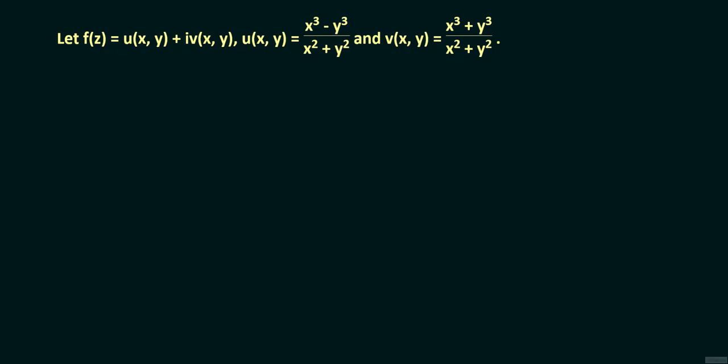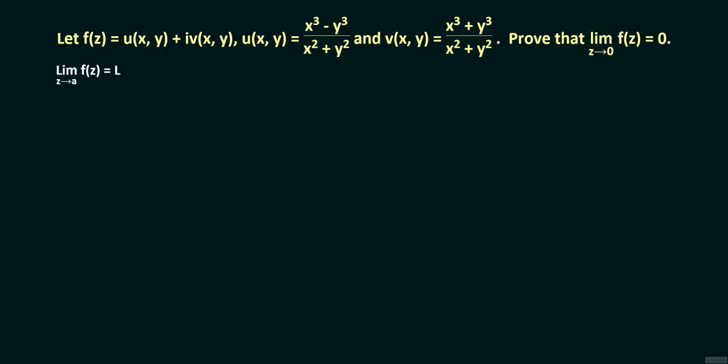U of xy equals x cubed minus y cubed all over the quantity x squared plus y squared, and v of xy equals x cubed plus y cubed all over the quantity x squared plus y squared. Z equals x plus I times y. We will prove by using the epsilon-delta definition of limit that the limit of f of z is 0 as z approaches 0. Let us recall the formal definition of limit.